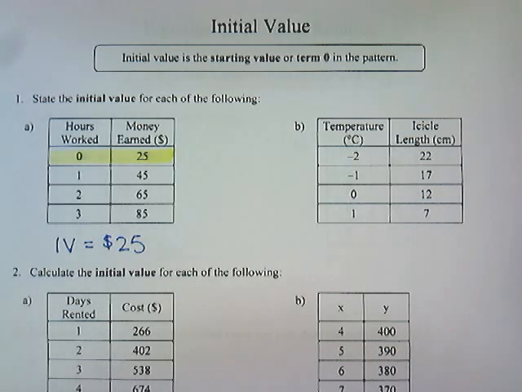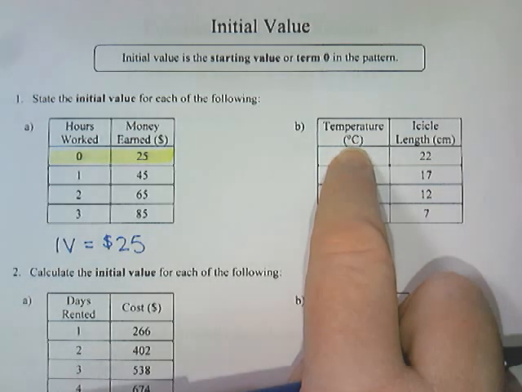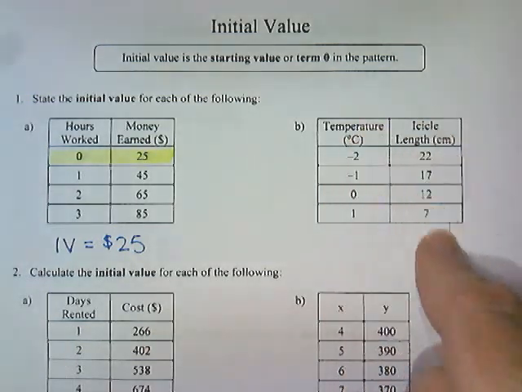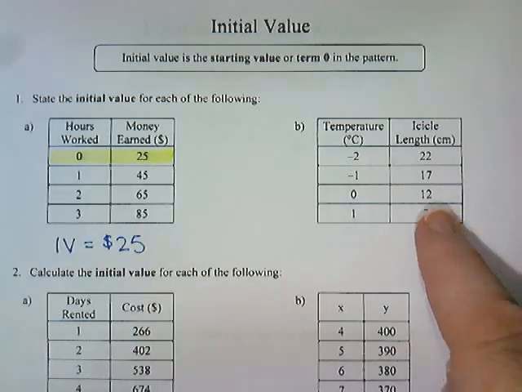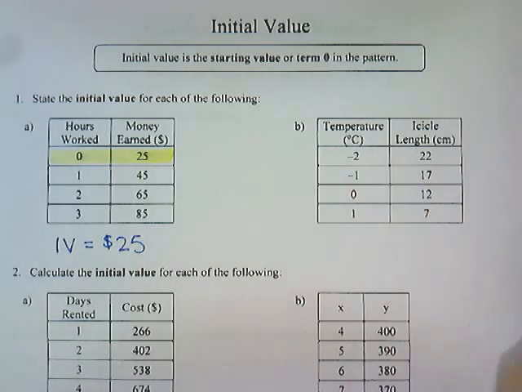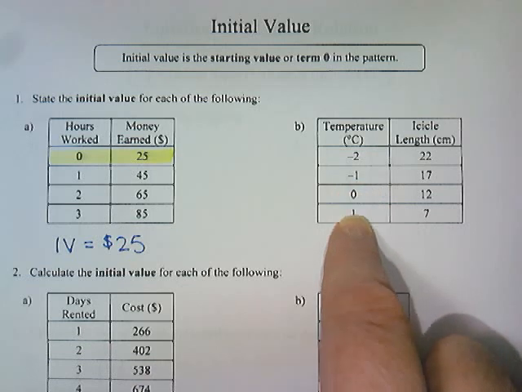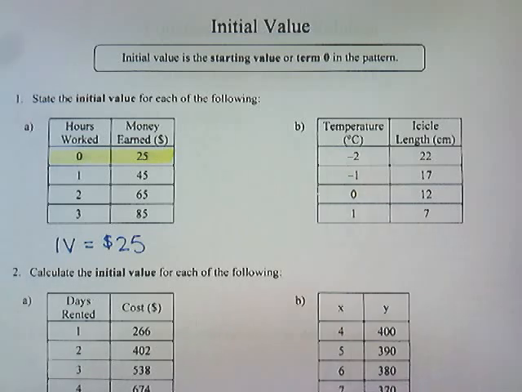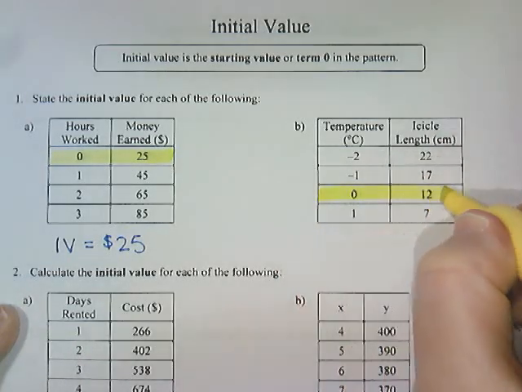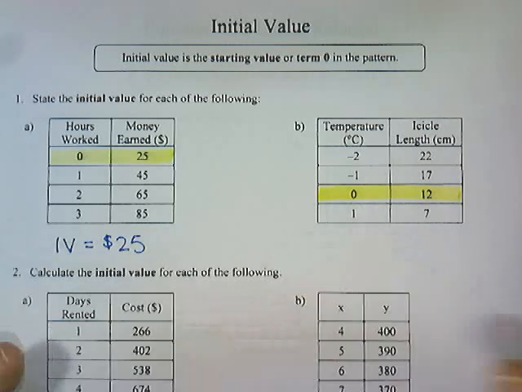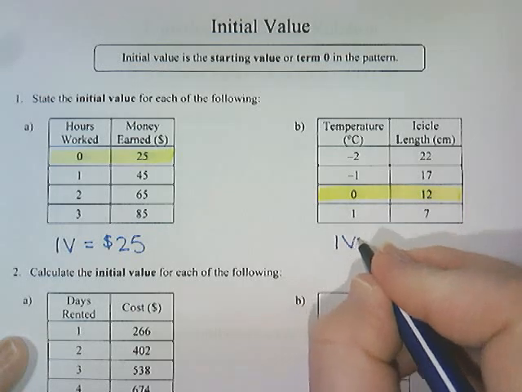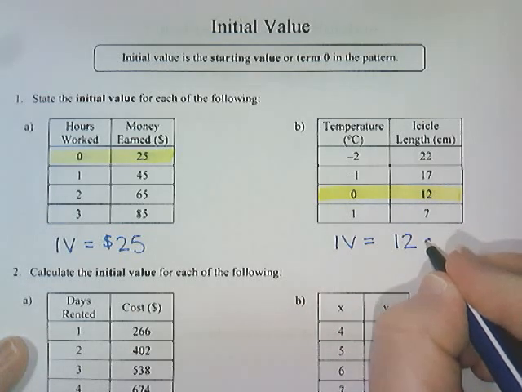It's $25. All right, in our second table, we have temperature in degrees Celsius, and we have length of the icicle. And I'm looking for my initial value. The initial value is not necessarily the first one, right? It is the one that is term 0. So I am looking on that left-hand side, on the X side of my columns, to find a 0, which is right here. So term 0 is 12. So the initial value would be 12 centimeters. So my initial value is 12 centimeters.